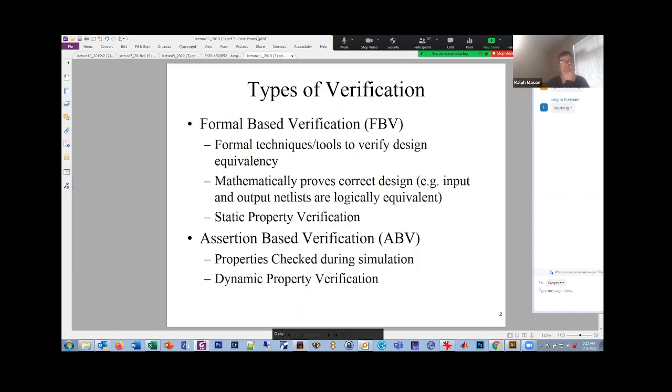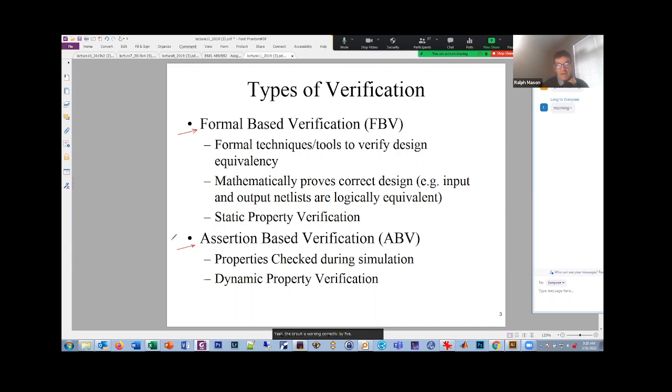Okay, it turns out there are two main categories of verification. There are tools that will formally look at your circuit and say, yes, this is correct by construction or not. And then there's the more common, which we've been using, which is assertion-based verification. So basically what you're doing is you're asserting some signals, you're running some simulation, you're seeing that, yeah, the circuit is working correctly.